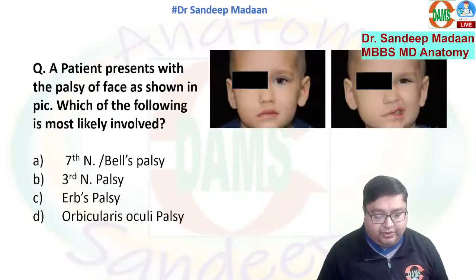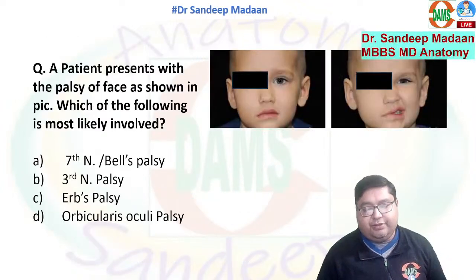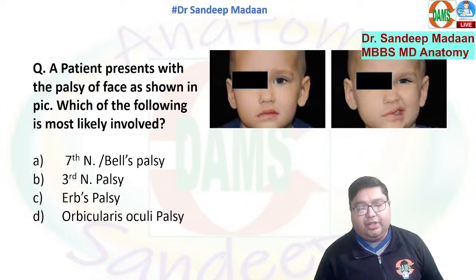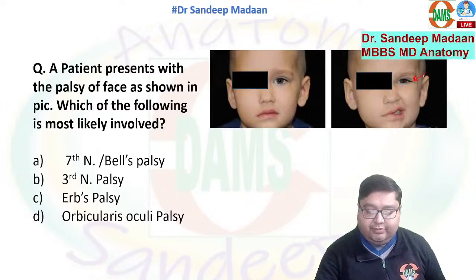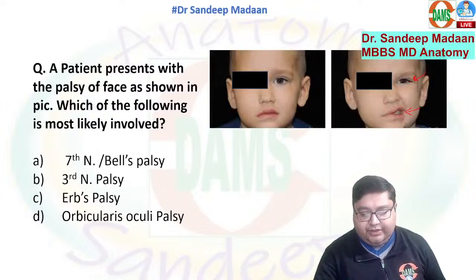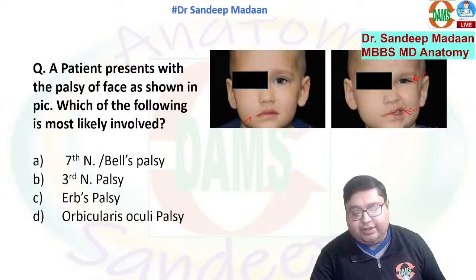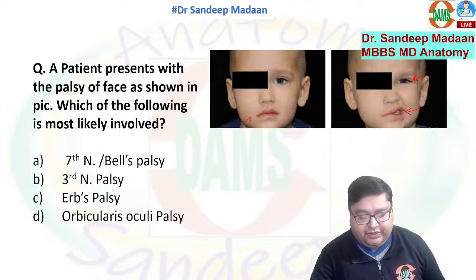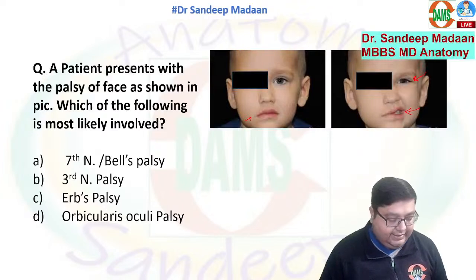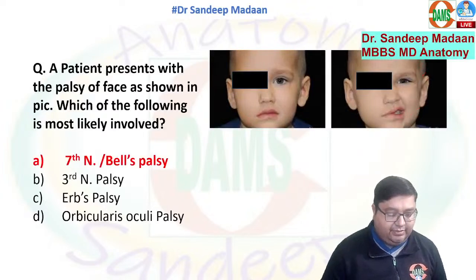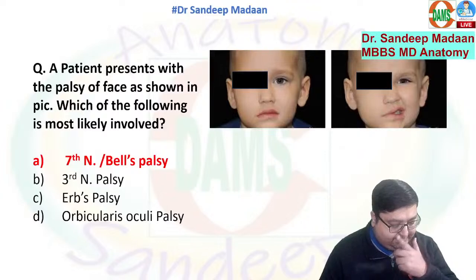Yes, this question was there, and one more question was there where a child was shown, and he is not able to close the eye properly. The angle of the mouth is also deviated, you can see, and the mouth is not able to close properly. These are the features. What we can say is it's an ipsilateral facial palsy. That's why the answer will be the seventh nerve or Bell's palsy.